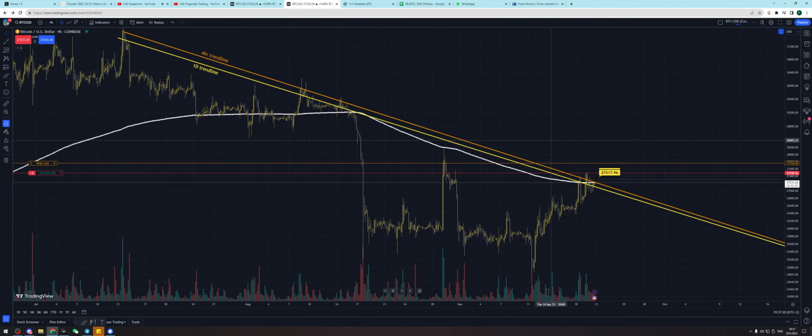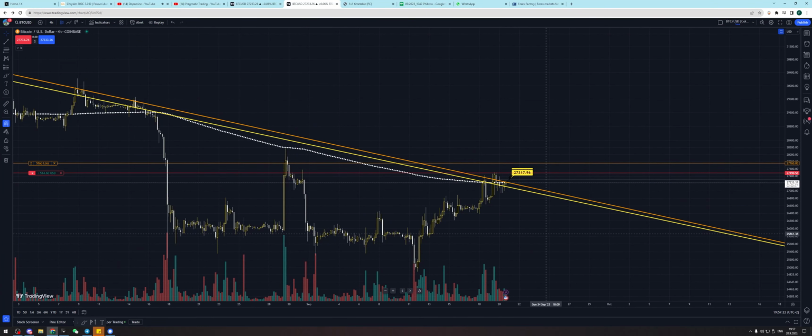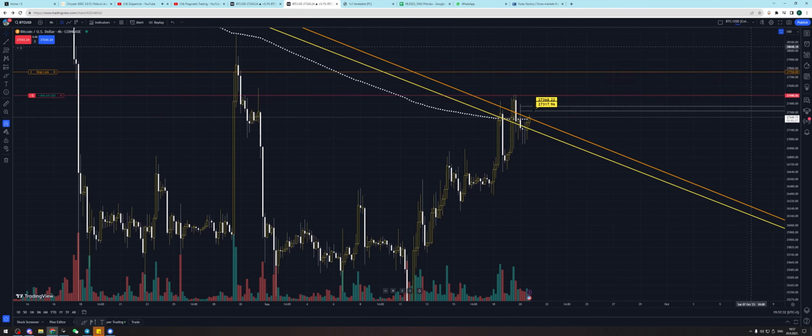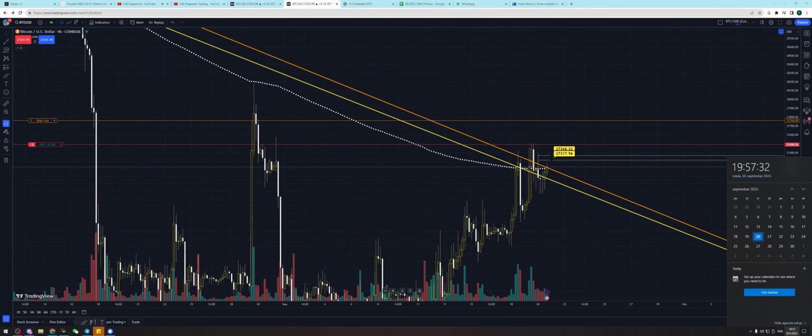This white line is one of the EMAs. I cannot say which one, unfortunately, even though I would like to share that with you, but it is one of my experiments and I wouldn't like to get in front of myself. So we have the federal funds rate in 2.5 minutes.